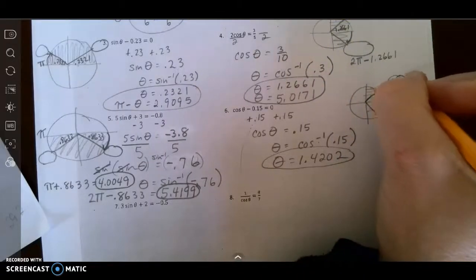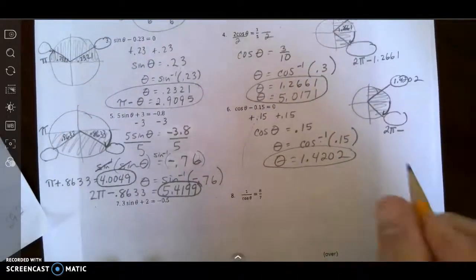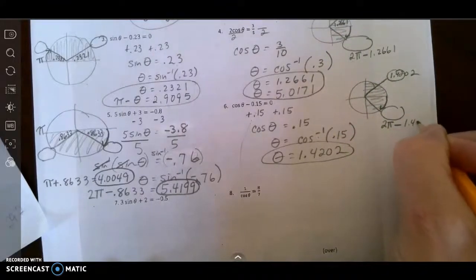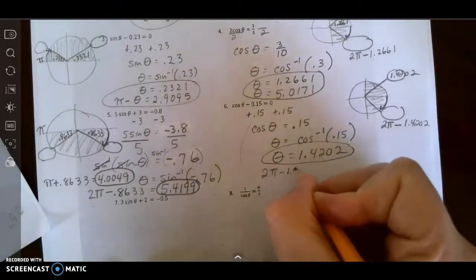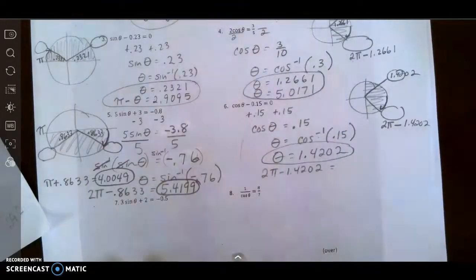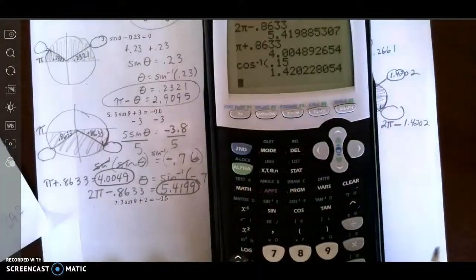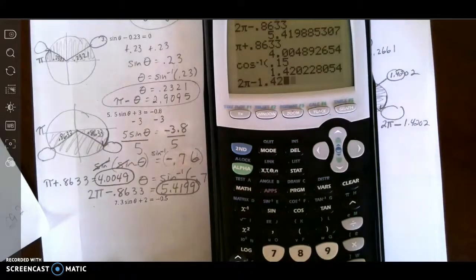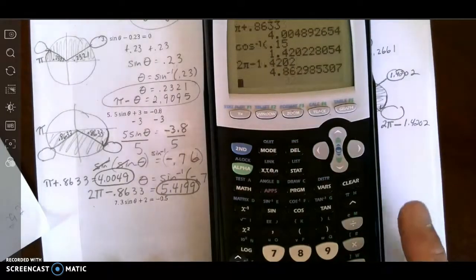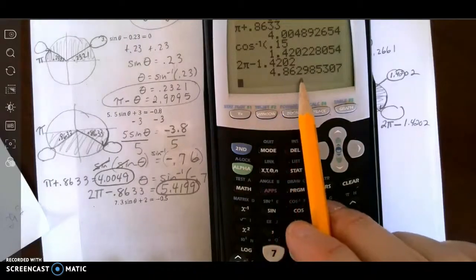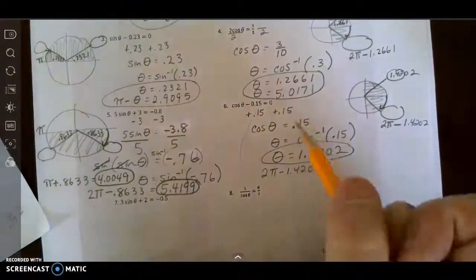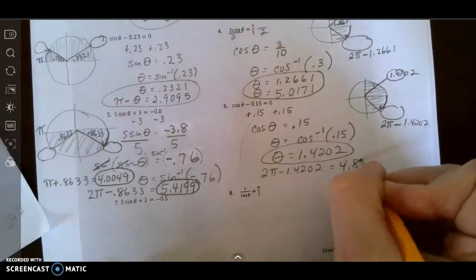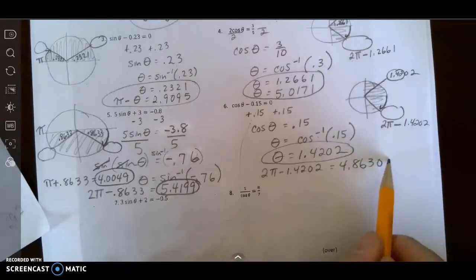One of my answers. That would be this answer right here. And this one is going to be 2 pi minus that. So 2 pi minus 1.4202, and I get 4.8630.